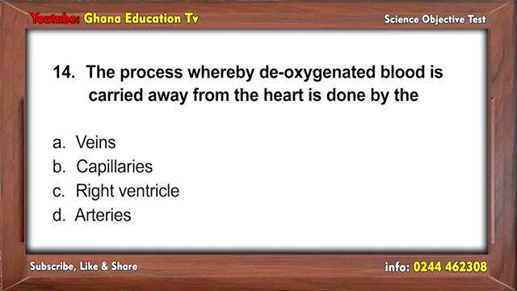Number 14. The process whereby deoxygenated blood is carried away from the heart is done by the A. Veins. B. Capillaries. C. Right ventricle. And D. Arteries.